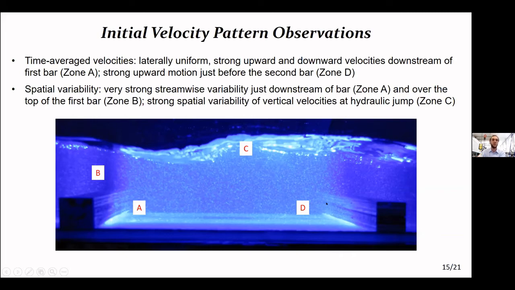Speaking about the spatial variability, there is a strong streamwise variability just downstream of the bar in the recirculation and just above the top of the bar, while an even stronger variability is observed for the vertical velocities in correspondence of the hydraulic jump here and here just before the second bar.